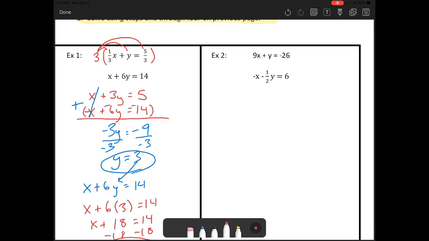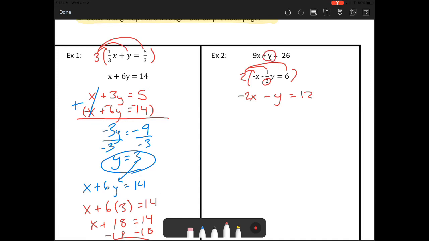So the last one, we're going to do the same thing. So our first equation is fine. We don't have to worry about it. But our second equation, we've got to deal with that denominator. So we're going to multiply by 2 because our common denominator is 2. We're going to distribute our 2 into all 3 places. And we should end up with negative 2x minus y equals 12.